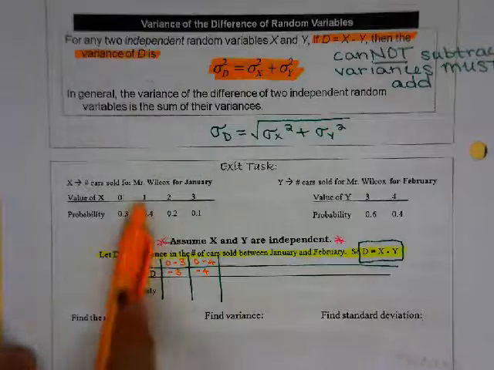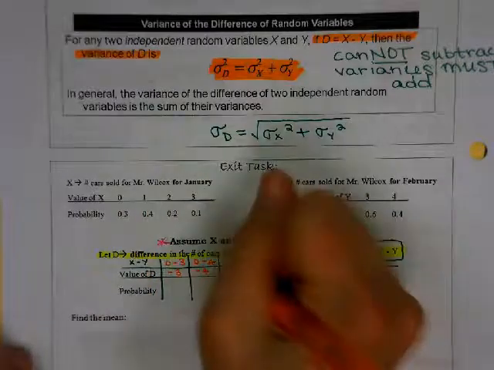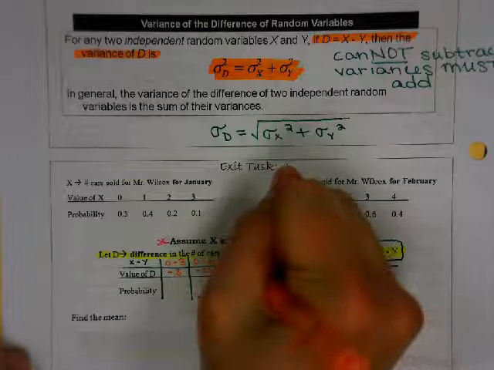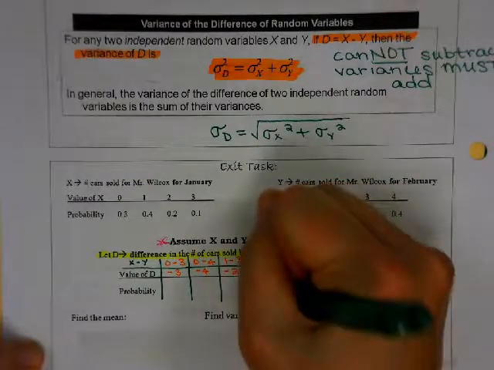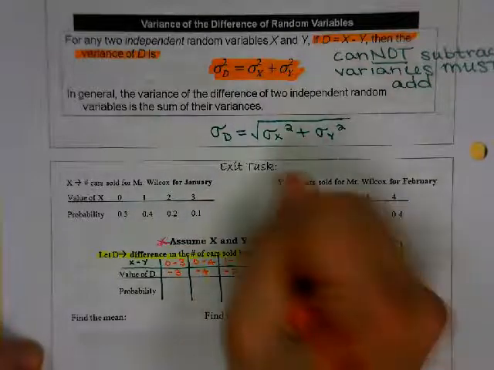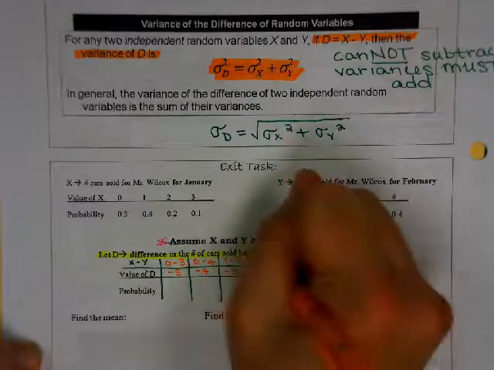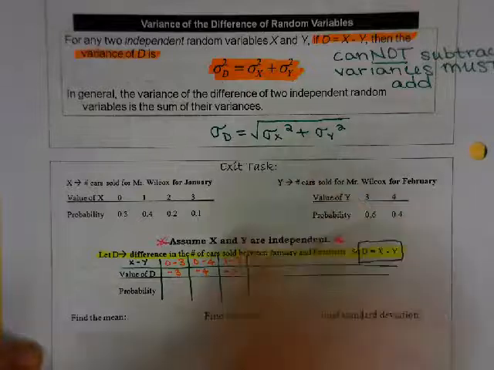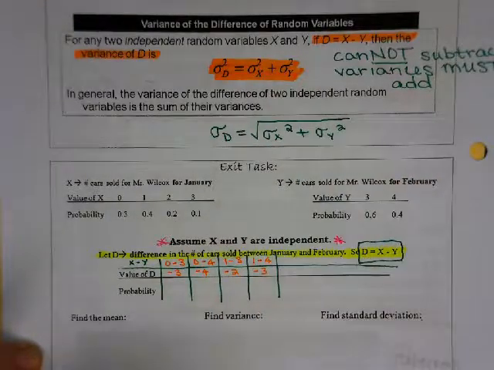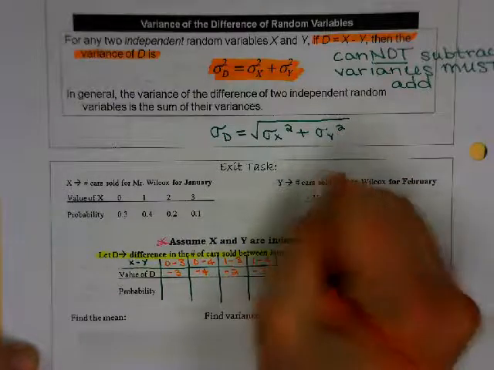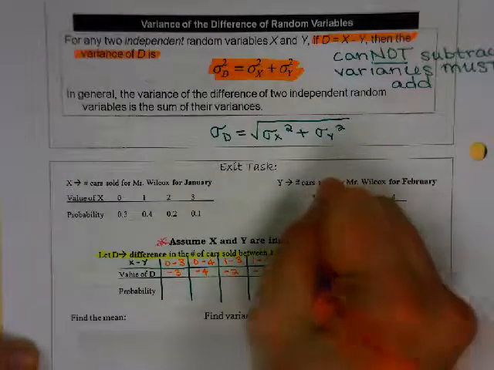And then 1 minus 4, which is negative 3. Then I have 2 minus 3, which gives me negative 1. 2 minus 4, negative 2.